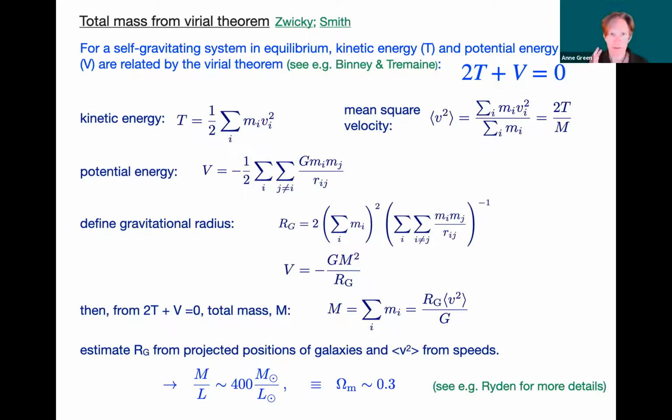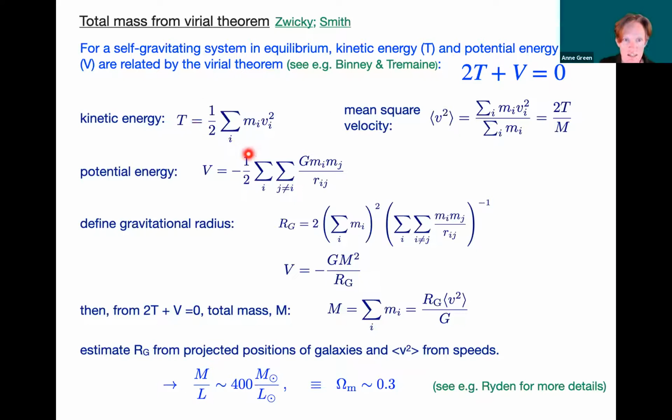I've already mentioned the virial theorem. It's a relationship between the kinetic energy T and the potential energy V, which holds for a self-gravitating system in equilibrium. So something that's held together by its own gravity and has evolved to reach equilibrium. In that case, 2 times the kinetic energy plus the potential energy is 0. If you want to know more about this sort of thing, then Binney and Tremaine's Galactic Dynamics textbook is the place to go. What we need to do now is relate the kinetic energy and the potential energy to things that observers can actually measure.